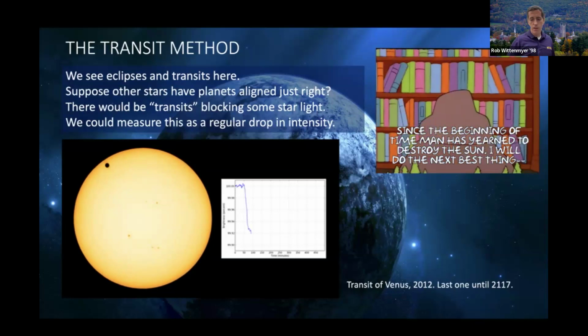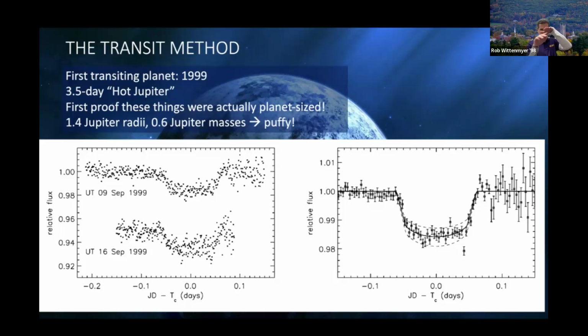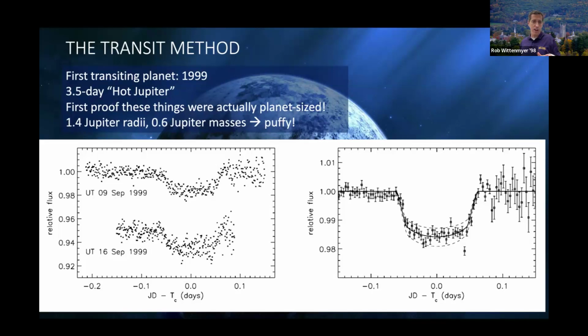It requires a special geometry, right? The planet has to be aligned edge on to you. But these were first found in 99, and it was another one of these hot Jupiters, where you can measure a dip, about a 1.5% dip, in the light from your star. This was measurable, a little easier to do than the radial velocity method once you get the hang of it. So this was proof that the things we saw from the radial velocity bunch were actually planet-sized things, right? We had a mass, we didn't have a radius. We didn't know how big the thing was.